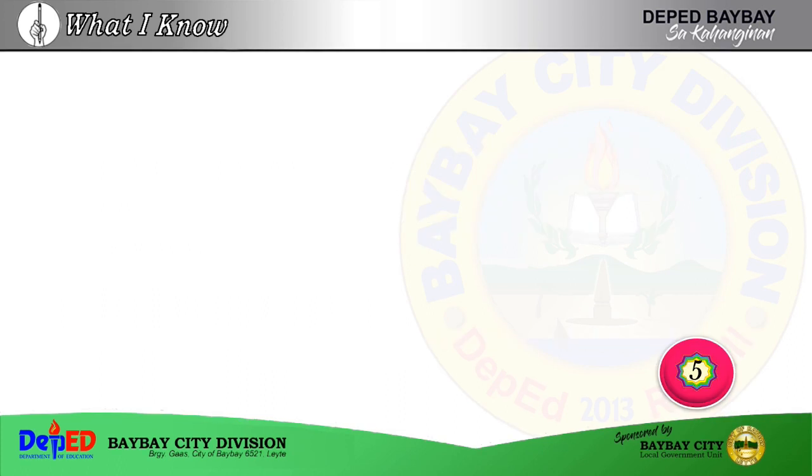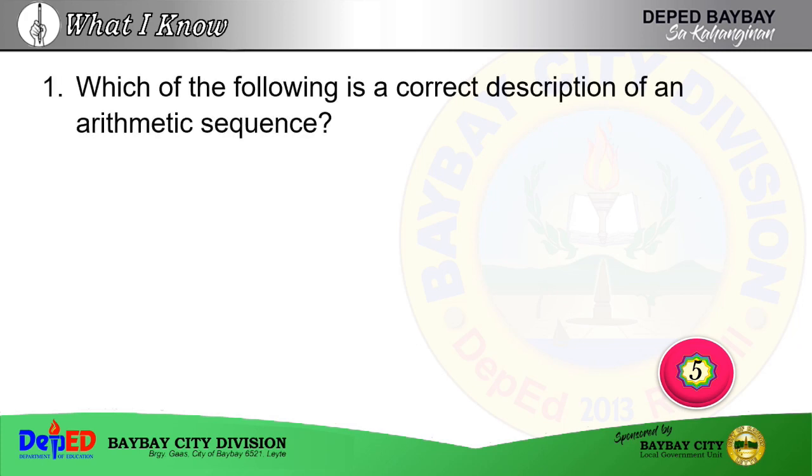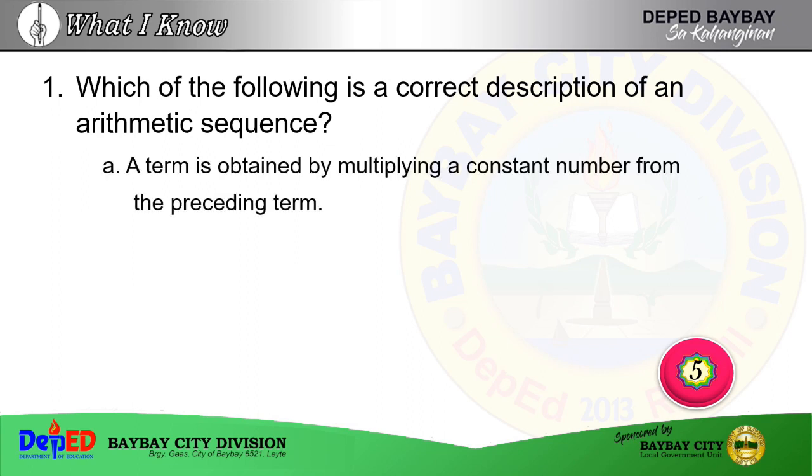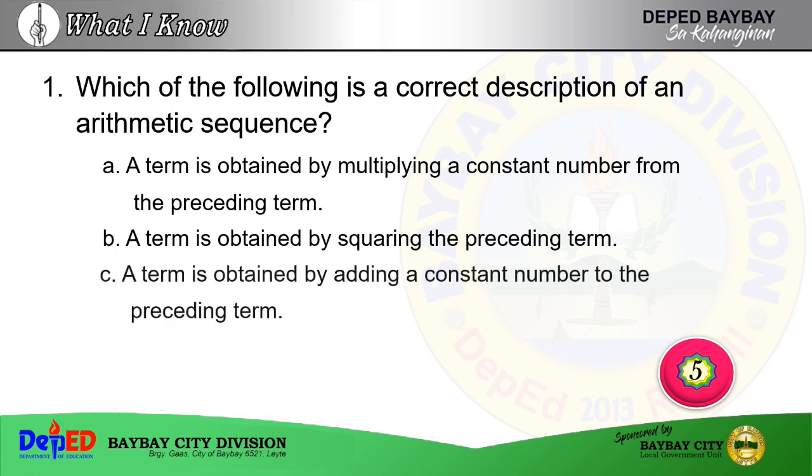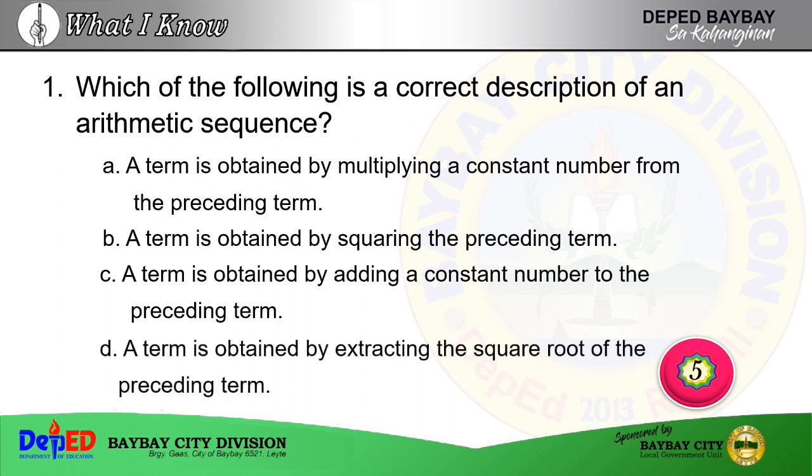Get ready. Number 1. Which of the following is a correct description of an arithmetic sequence? A. A term is obtained by multiplying a constant number from the preceding term. B. A term is obtained by squaring the preceding term. C. A term is obtained by adding a constant number to the preceding term. D. A term is obtained by extracting the square root of the preceding term.